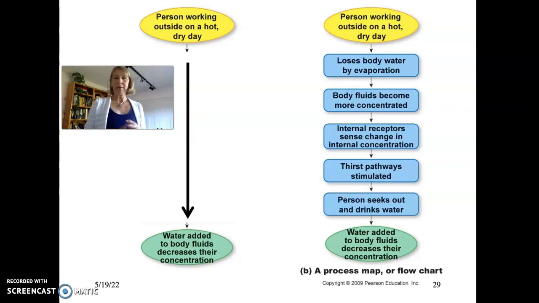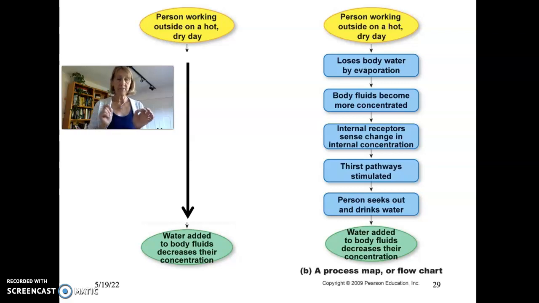This is what's happening. Person's working outside, hot day. First thing that happens, sweat, right? They're going to lose body water by evaporation. So you're sweating, you're losing water. And the body fluids that are left behind are getting more concentrated because a lot of that salt is staying behind. So that concentration of salt is getting higher.